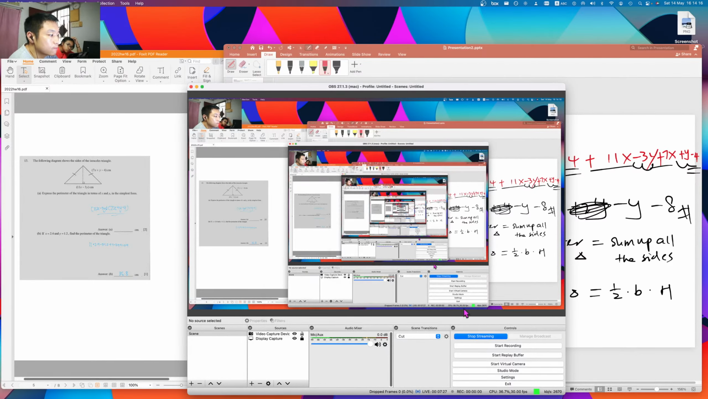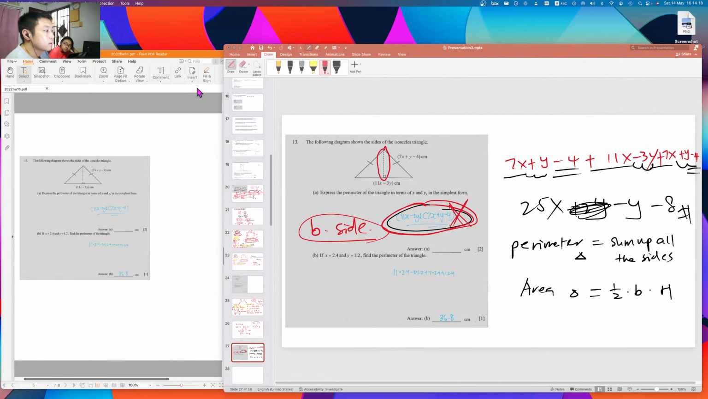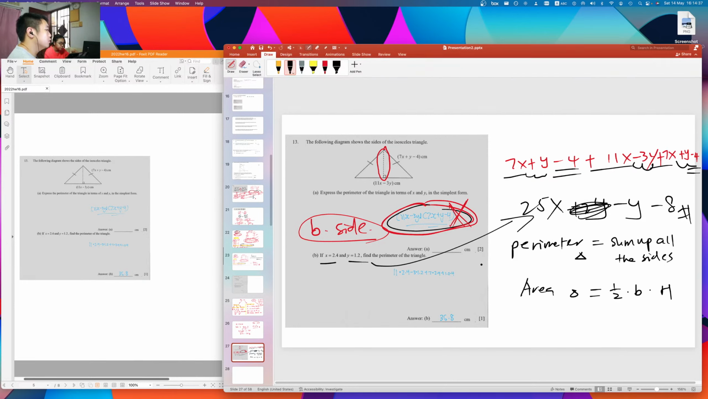Good. So for mathematics, you have to write down sensible things, logical things. So over here it says you have x equal to this, y equals to this. You just sub in. Sub in your x equal to this, y equals to this, sub it into this. Then you get the perimeter in number. Can you do it now?